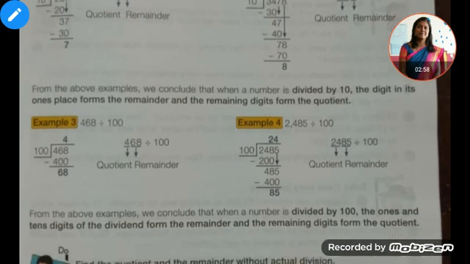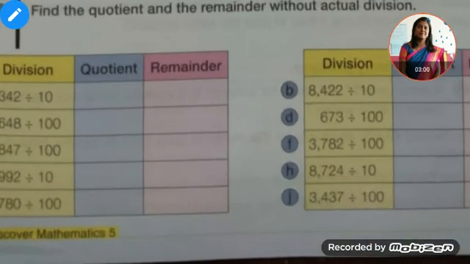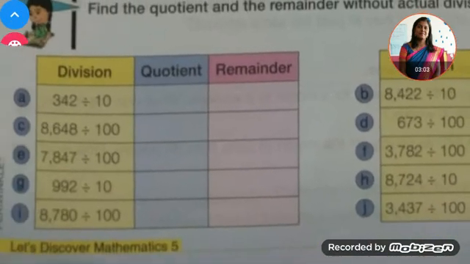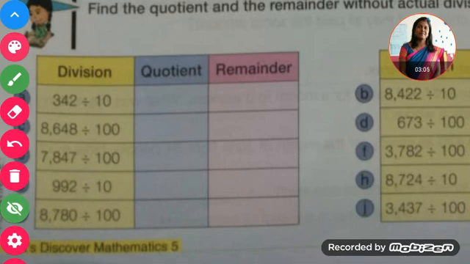So let us quickly go with the exercise sums. I will take the first example here. If I want to find 342 divided by 10, I should keep in mind that when dividing a number by 10, my unit digit becomes the remainder, and the rest becomes the quotient.